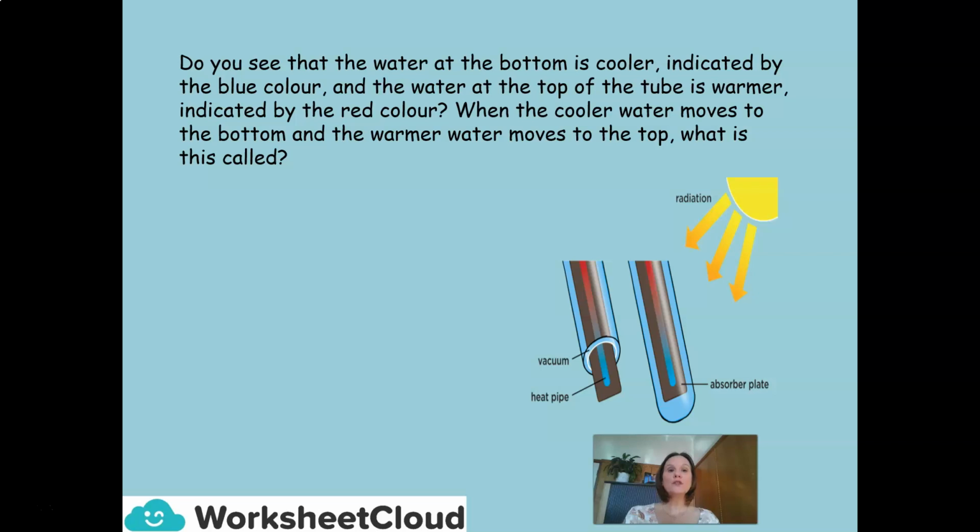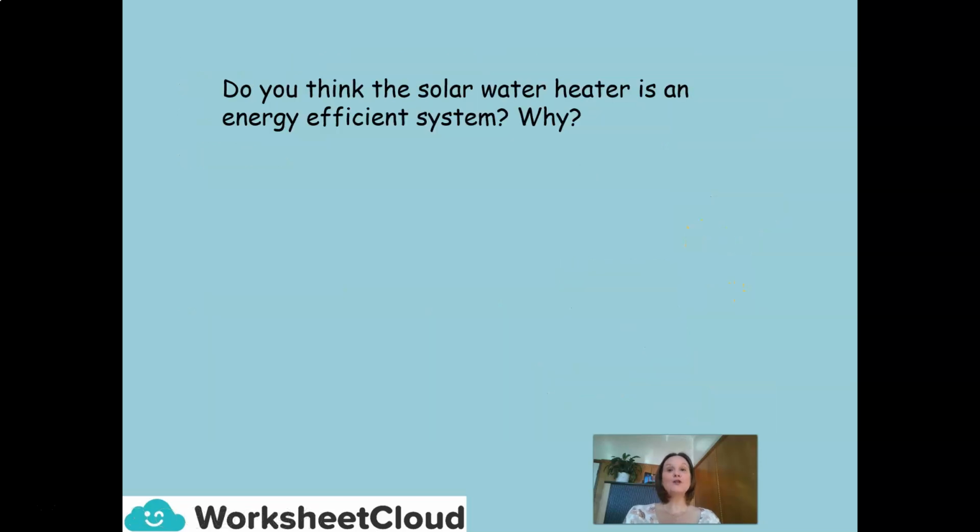When the cooler water moves to the bottom and the warmer water moves to the top, what is this called? Think about it. Is it conduction? Is it convection? Is it radiation? It's a convection current. Do you think the solar water heater is an energy efficient system, and why? Think about it, grade 7s. You know this. You've got this.